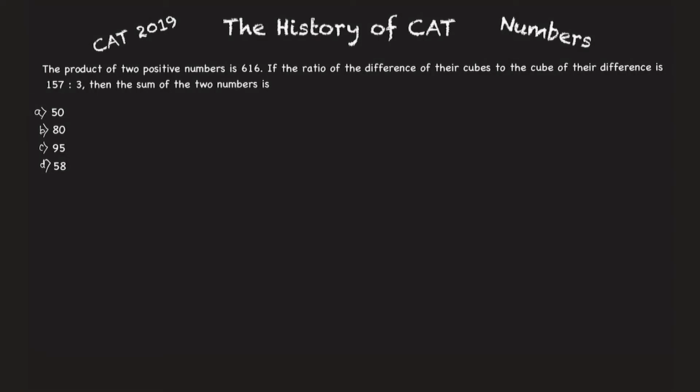Hello everyone. Today in the history of CAT, we solve a problem on numbers, a problem on numbers which appeared in CAT 2019. So what has been given here?